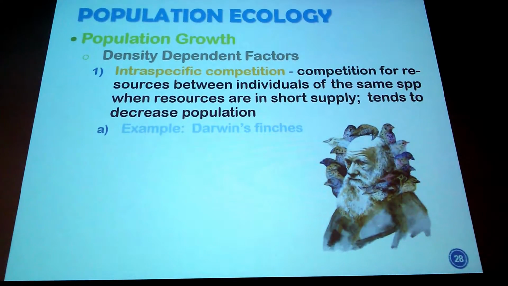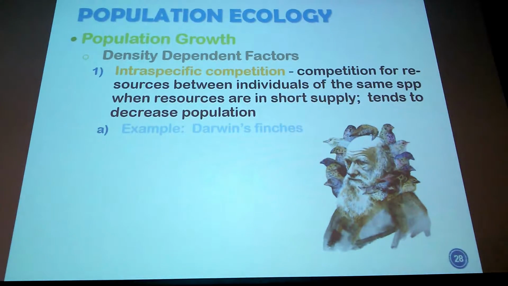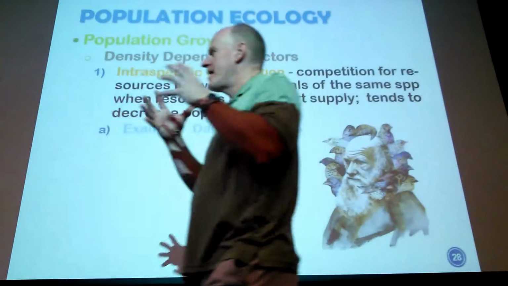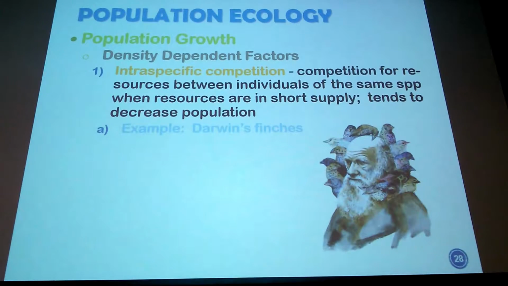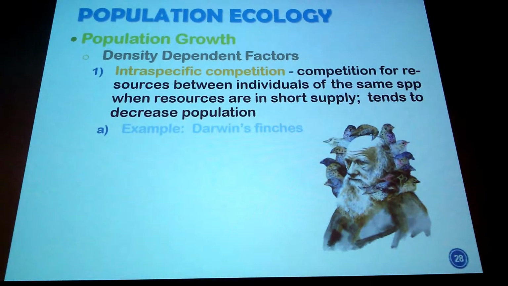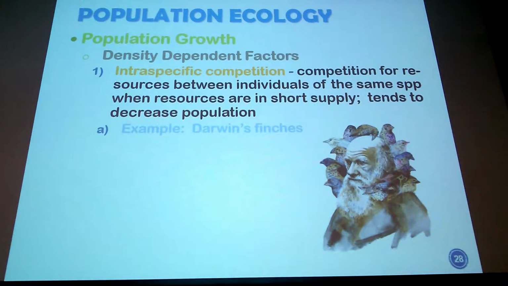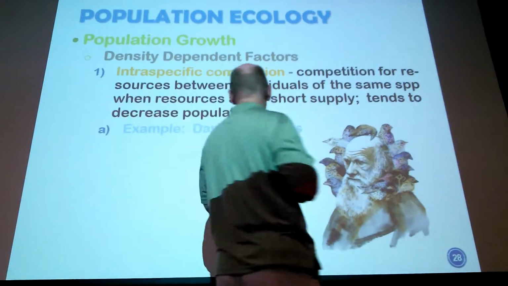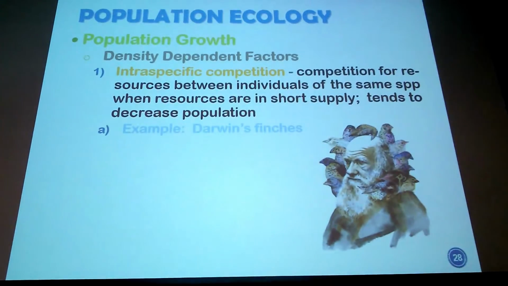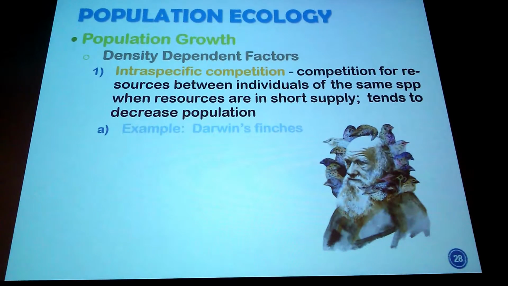Density-dependent factors. When we talk about density dependency, we're talking about factors that have an effect based on the number of individual organisms. It has everything to do with population density. We've talked about this before. Intraspecific competition is competition within a single species. Competition for resources between individuals of the same species, when resources are in short supply, tends to decrease population.